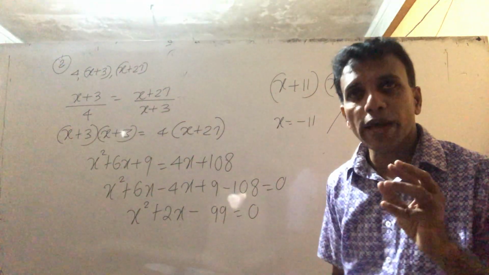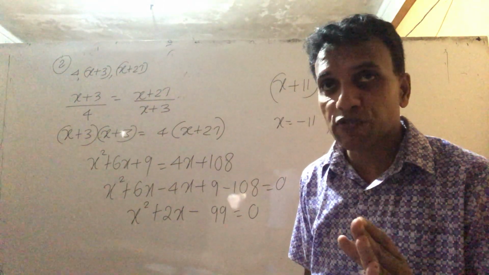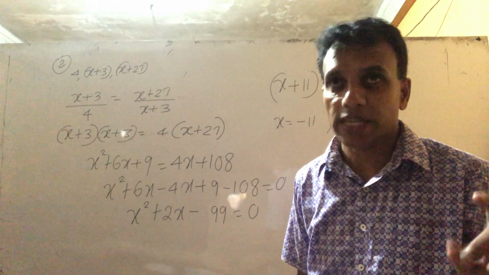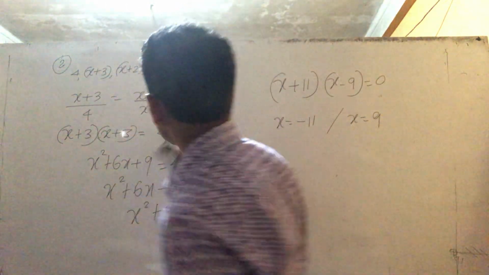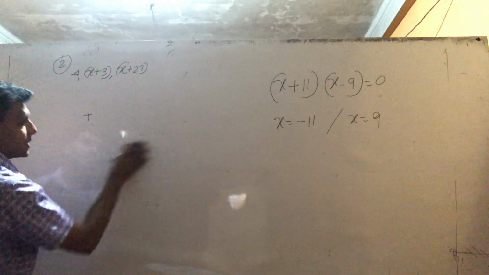So what do we mean when 2 x values come? There are 2 GPs available. There are 2 chances for the geometric progression. That's what they ask. So now you complete it.